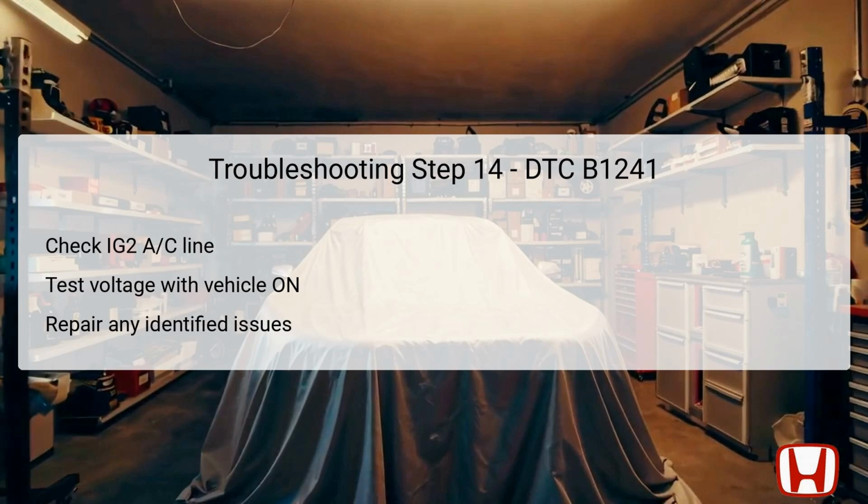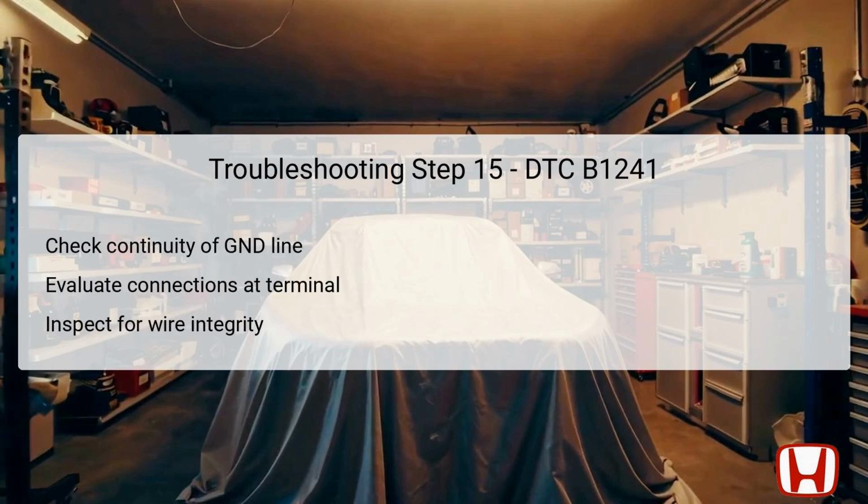A successful detection of battery voltage here signals that the IG2 AC wire is operating as it should. However, if you fail to register voltage, it points toward an issue within the line that will necessitate repair or replacement to maintain operational integrity in the HVAC system.